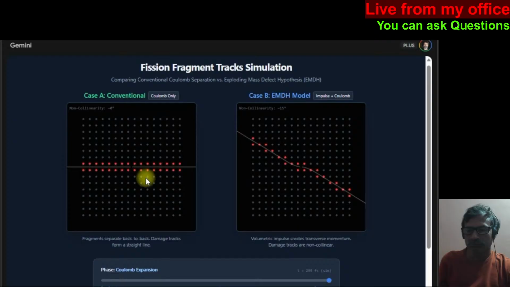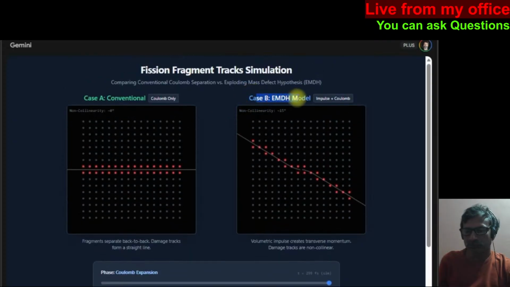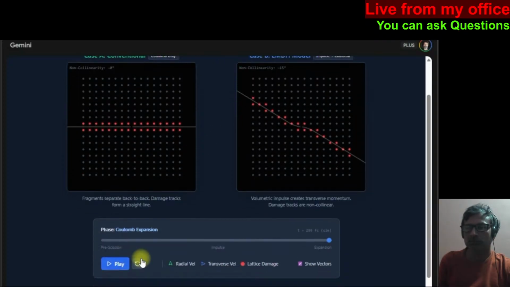Within this empirical context, non-collinearity appears less like an anomaly and more like a systematic feature that lacks a fully satisfactory physical origin under purely Coulombic assumptions. This is precisely where alternative interpretations, such as an impulsive pre-Coulomb momentum-generating mechanism, gain relevance. The exploding mass defect hypothesis does not introduce non-collinearity to fix experimental discrepancies. Rather, it predicts it as a natural consequence of scission dynamics, aligning with the persistent, geometry-based signatures observed across gas phase detectors, coincidence experiments, and solid-state damage records.